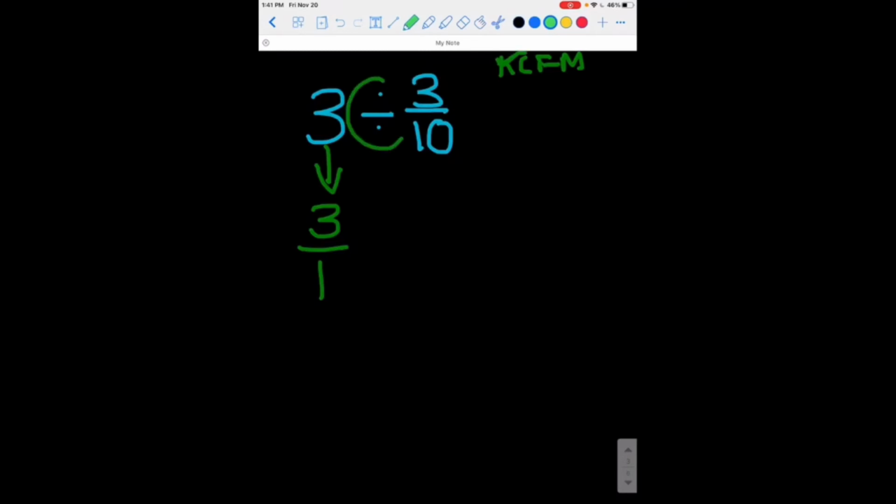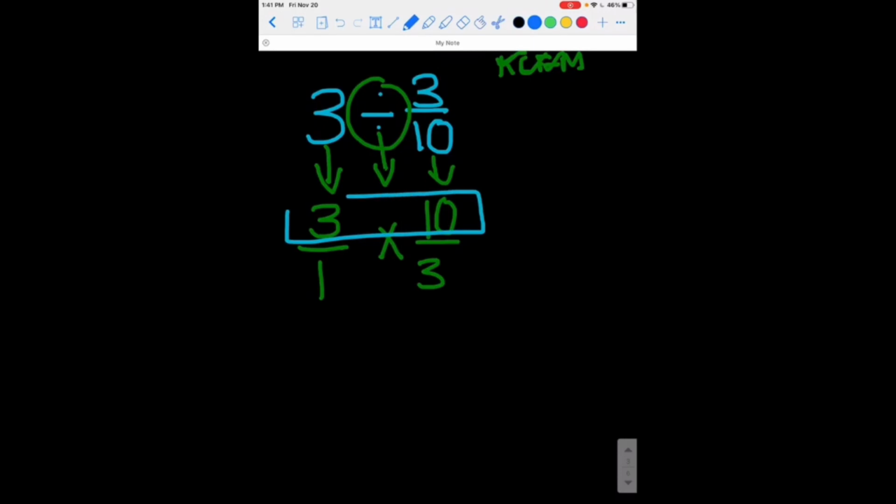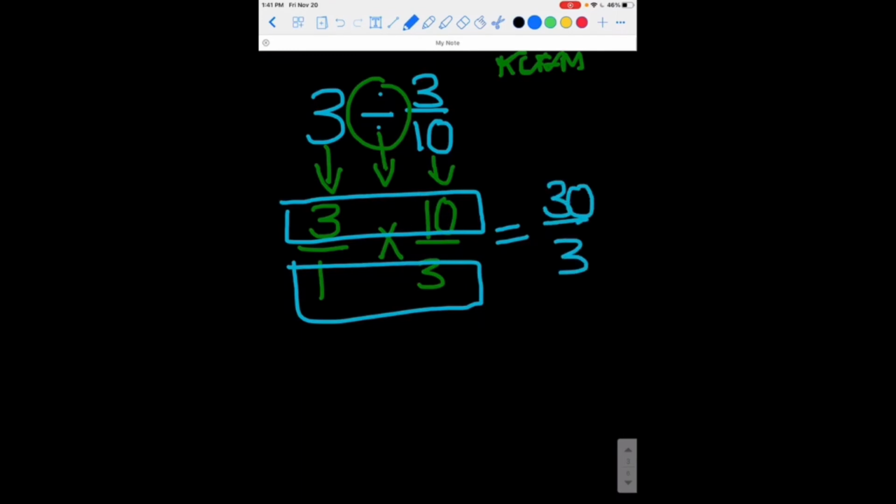Now we would do change. So this would become a multiplication sign. Flip, 3/10 would just change to 10/3. So we've done that. Now you just multiply straight across. Numerator times numerator, denominator times denominator. This would give us 30/3. Now again, if you remember from the previous video, you've learned that you should always simplify if you can. In this case, we can simplify it, and this would turn into 10. So your final answer that you box in is 10.